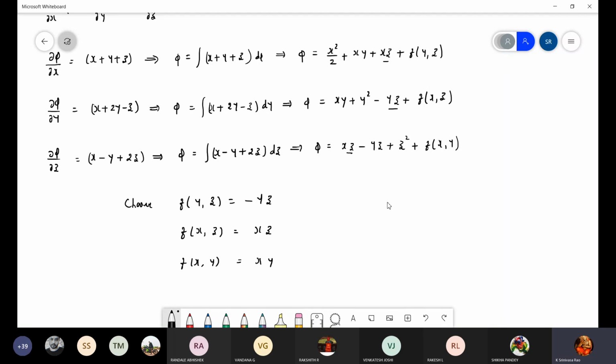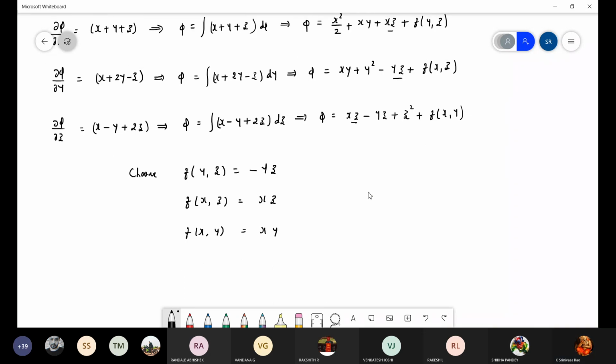If you substitute, therefore phi becomes, the first one, x square by 2, is it right? Yes, sir. Okay, let me see. Therefore phi becomes, substituting in the first equation, x square by 2 plus xy plus xz plus f of y comma z, which is minus yz.